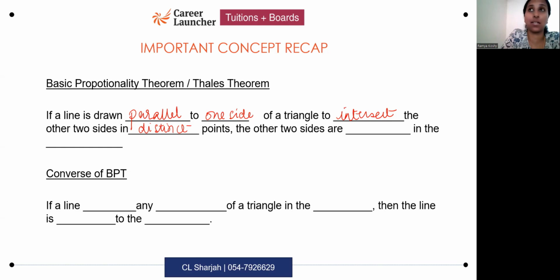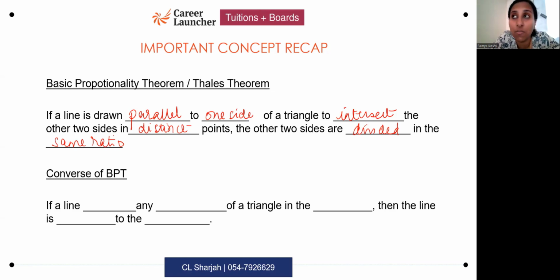Don't use the word bisected. Bisected means divided at the midpoint. Don't use the word bisected. Divided in the same ratio. Divided in equal ratio. That's also fine. This is the basic proportionality theorem.